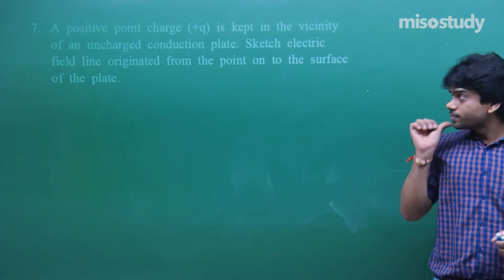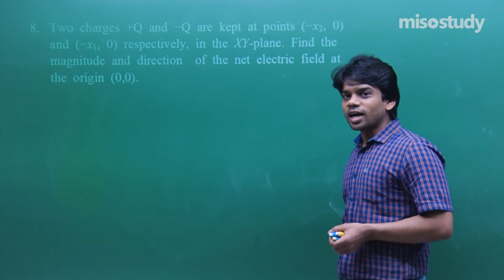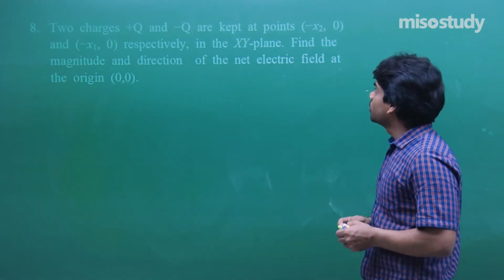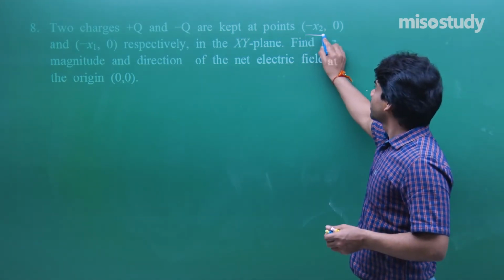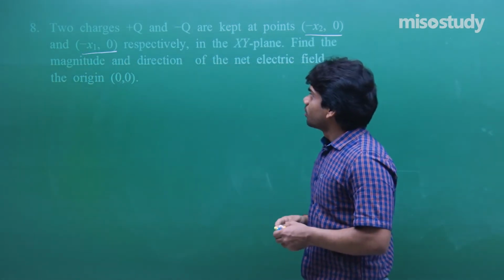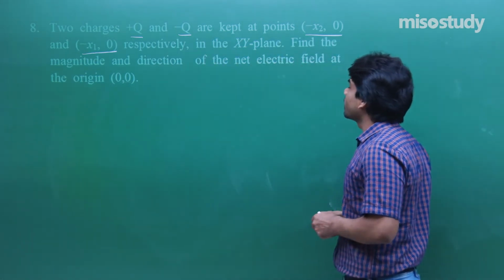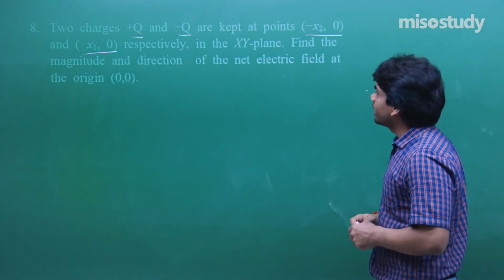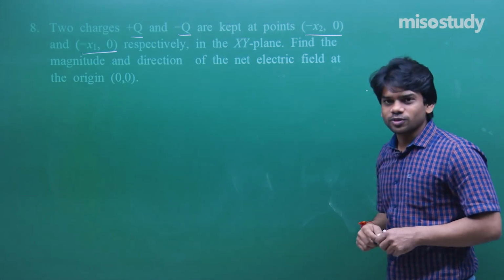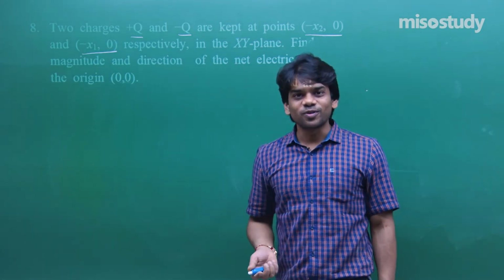Next part. Question number 8, two charges plus Q and minus Q are kept at points minus x2 comma 0 and minus x1 comma 0, respectively, in the xy plane. Find the magnitude and direction of the net electric field at the origin 0 comma 0. Not too tough, again simple vector addition of the field.